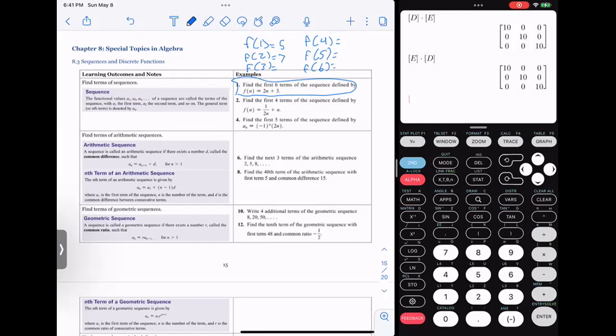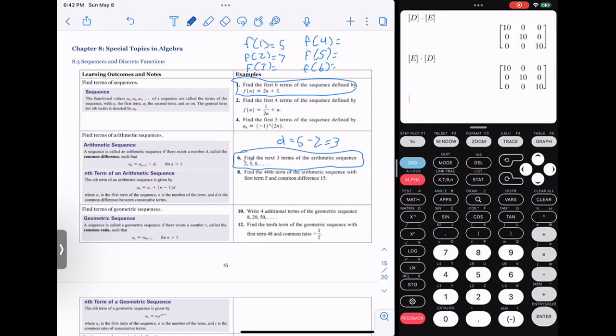We have a request for number 6. Number 6, find the next 3 terms of the arithmetic sequence. So remember, our arithmetic sequence is when we're adding or subtracting something. So let's find what we call the common difference first. To take that, we do 2 terms. Let's take this second term and this first term, and we subtract the second minus the first. 5 minus 2 is 3. That's our common difference. So we know every term we need to add 3.